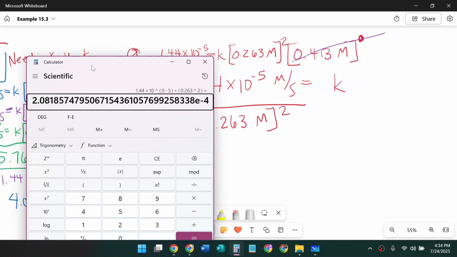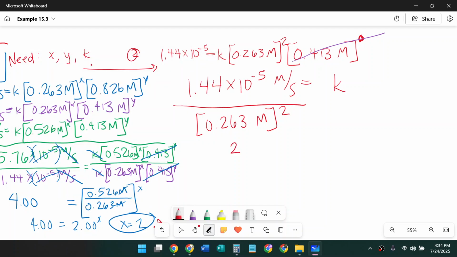Okay, so that little e minus 4 means times 10 to the negative 4, which we've done before. And so we can write it like that, or we can write it, in the book they wrote it just laid out. So we need to keep 1, 2, 3 significant digits. So 2.08 times 10 to the negative 4 is what my calculator gave me.